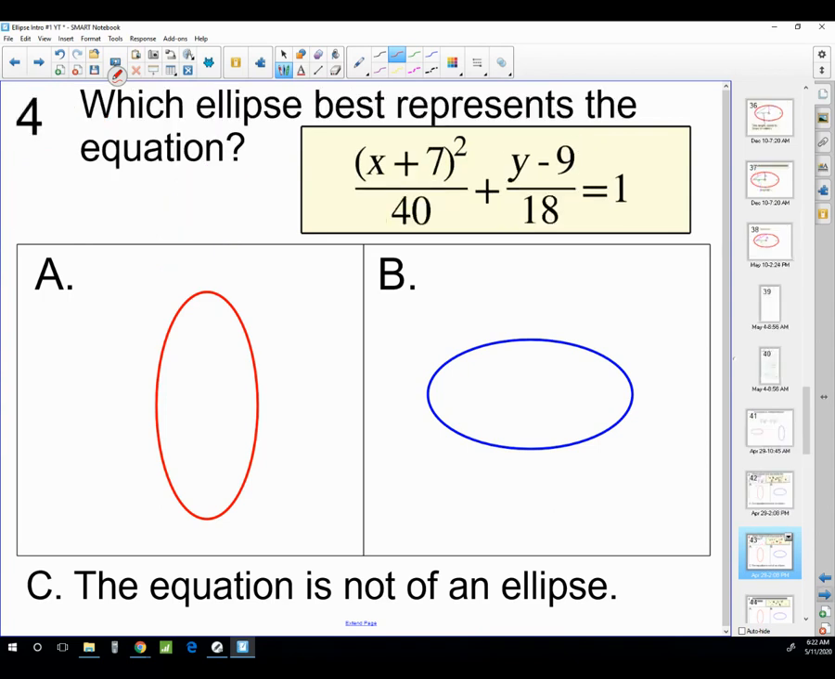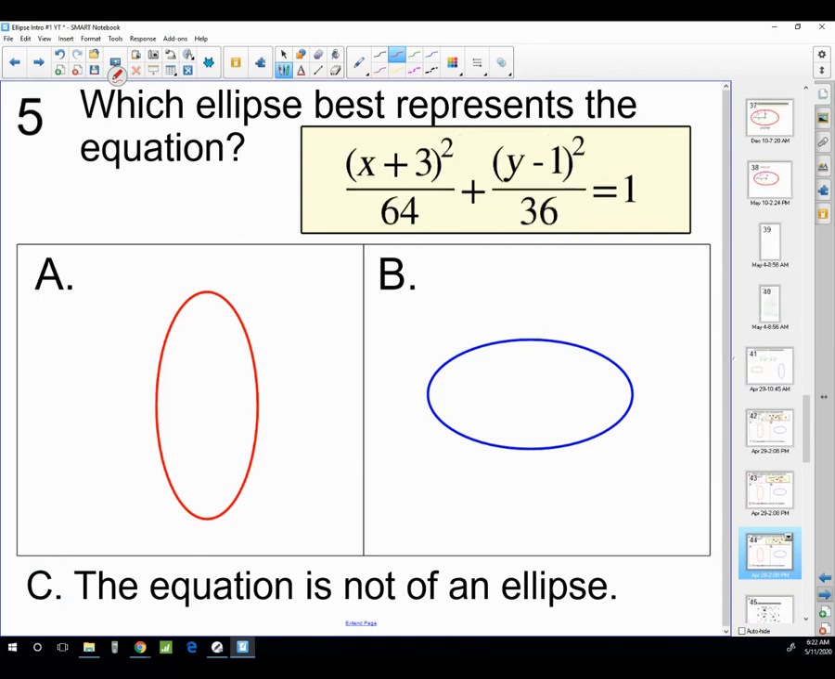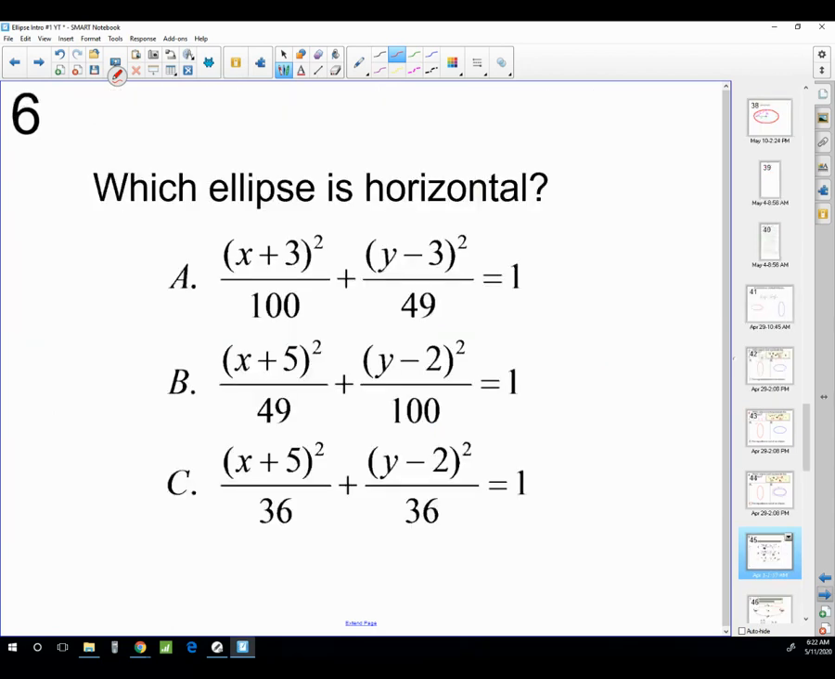Number 4, you should recognize this is a parabola because y isn't squared. Let's move on from that. Number 5, okay, this is an ellipse, and 64 is bigger than 36. 64 is under x. X is the horizontal variable, makes the answer B. Number 6, which ellipse is horizontal? So we want to look for the bigger number under x. That's the answer. You might say, well, hey, what if they're the same? Then it would be a circle, which is a special ellipse.